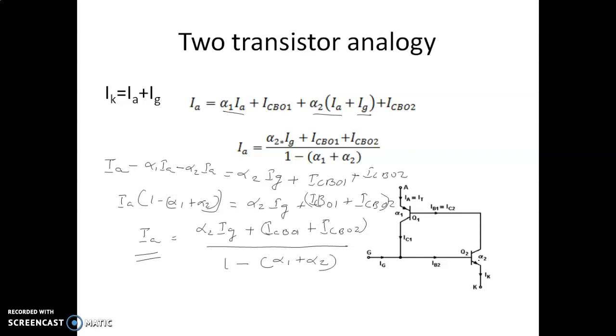If alpha 1 and alpha 2 are very small, using the equation, you can see that IA is equal to alpha 2 into Ig plus ICB01 plus ICB02 divided by 1 minus alpha 1 plus alpha 2. Alpha 1 plus alpha 2 is very small, which means the denominator is 1. Ig is equal to 0 means this term is also not there. So IA is equal to ICB01 plus ICB02, which is very small. So it is in the forward blocking state, in the absence of the gate pulse. In the absence of the gate current, this is in the off state, in the forward blocking state.